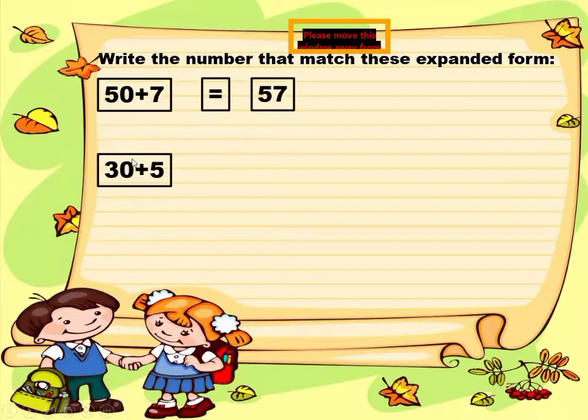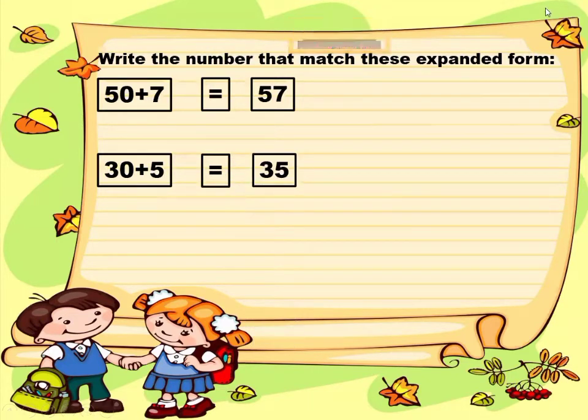Now tell me, what is the short form of this number, 30 plus 5? How do we write the number which matches this expanded form? 30 plus 5 is equal to 35. Give me your answers on the chat box. Yes, Umema, your answer is right.